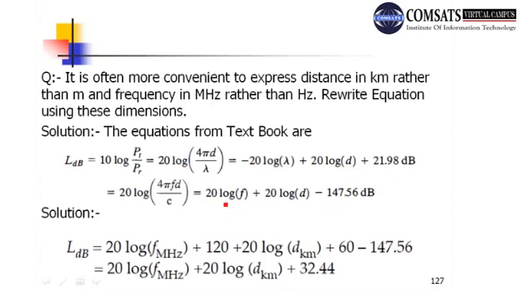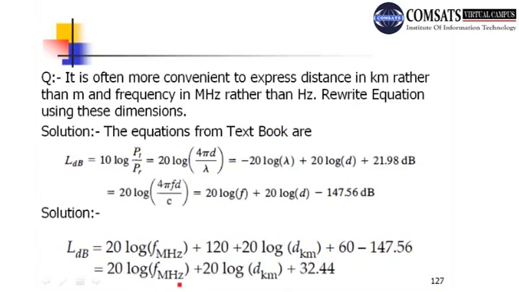So now we can see that we are going to use the representation, f and here d. We have used the formula c is equal to f lambda, so lambda equals c over f. And now we are going to represent this equation using the dimensions: 20 log f in megahertz, 20 log d in kilometers, plus 60 minus 147.